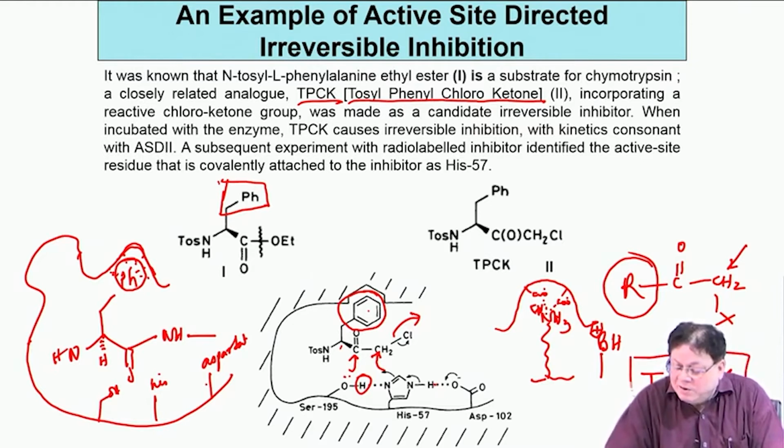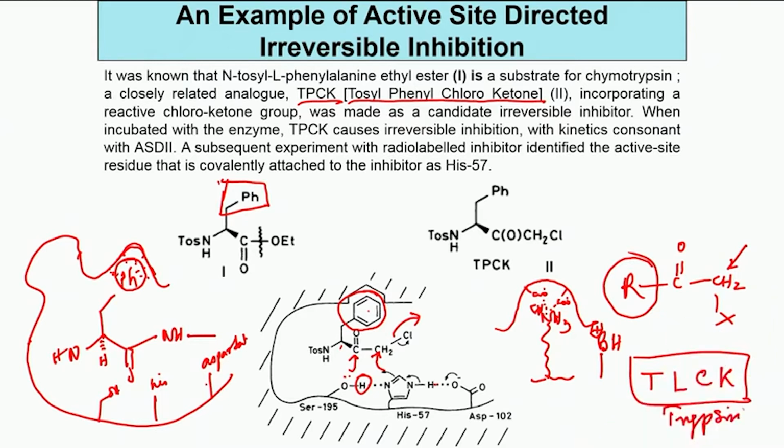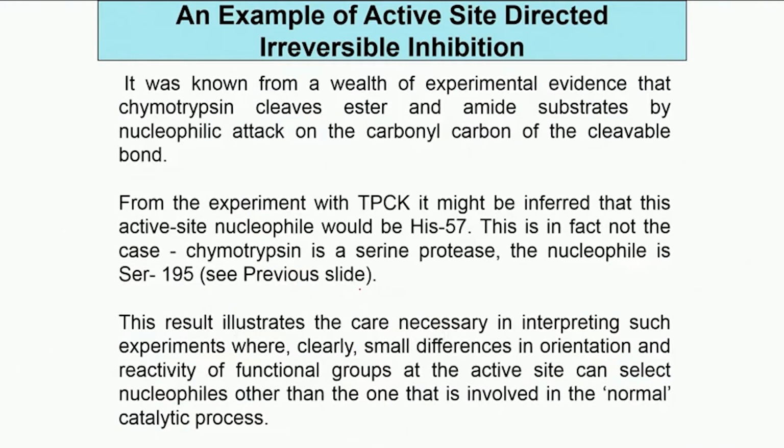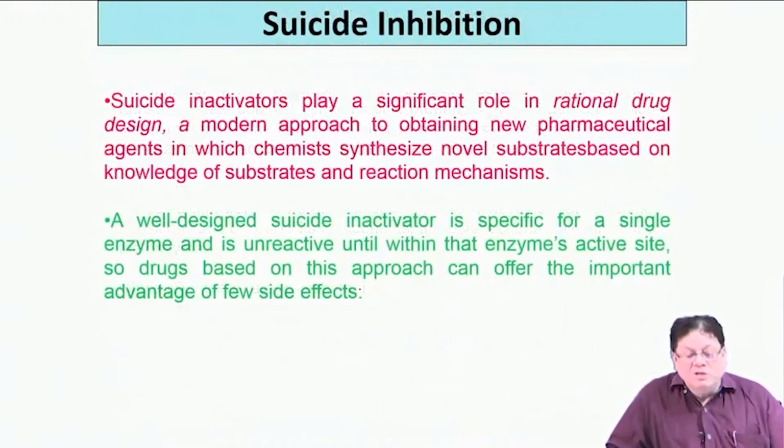This is an inhibitor for trypsin, and the other one is an inhibitor of chymotrypsin. Both are active site directed, because both molecules have reactive functionality, number one. Number two, they also have the structural feature that is necessary, which is recognized by the pocket present in the active site. So, this is active site directed. The next one is suicide inhibition.